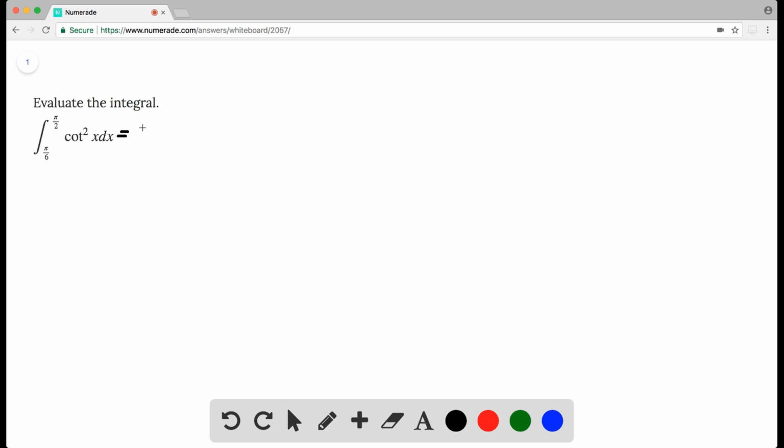So the first thing we can do is just use the definition of cotangent to rewrite it as cosine over sine. So we have the integral from pi over 6 to pi over 2 of cosine squared of x over sine squared of x. And then we could apply a Pythagorean identity in the numerator to rewrite cosine squared as 1 minus sine squared.